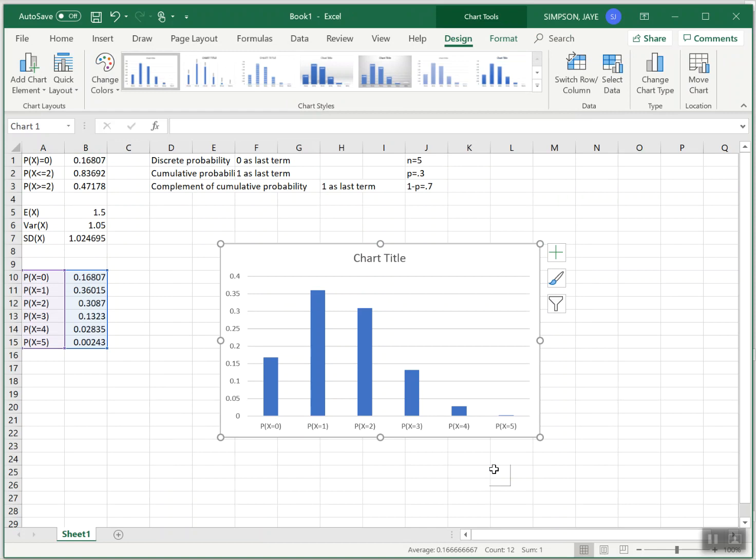I can see that it is not symmetric. It is positively skewed. So I can see that the highest probability is that 1 out of 5 people has a college degree. The probability that all 5 have a college degree is obviously really, really low. It's actually less than 1%, right? But now we have graphed this using our clustered chart.